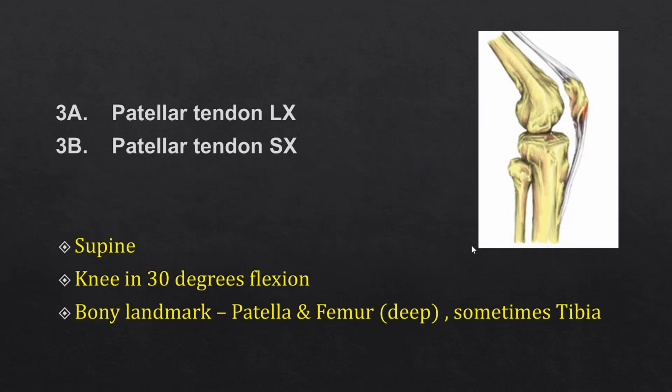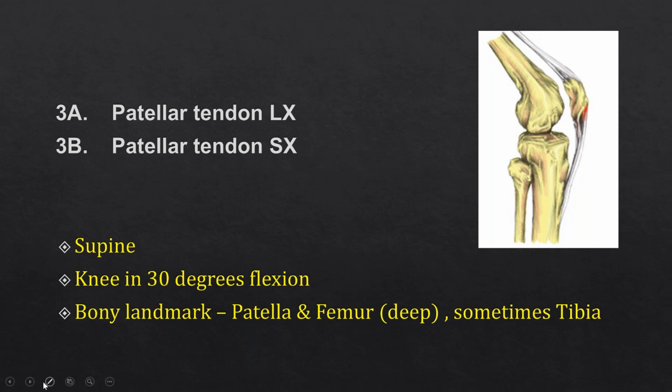Okay, now the next one, moving on to the patellar tendon. Again, you have the knee in 30 degrees of flexion, patient supine, and the bony landmarks here are patella, femur, and tibia. The reason I have written "sometimes" is because in some patients you may see the tendon is very long, so you may have to divide your long axis view into two parts: one where you see the patellar attachment of the patellar tendon and one where you see the tibial attachment. But bony landmarks are very important.